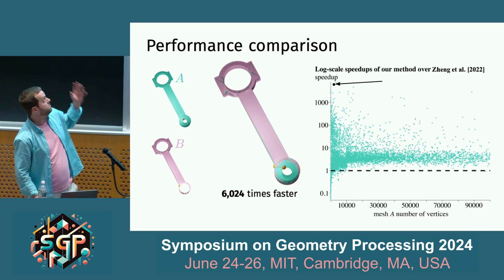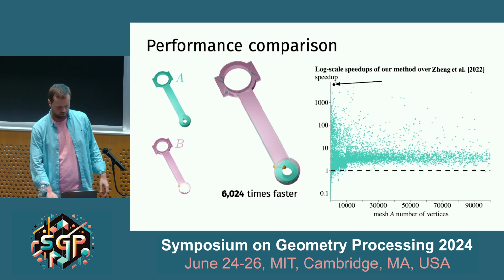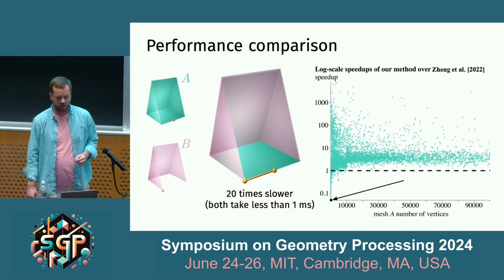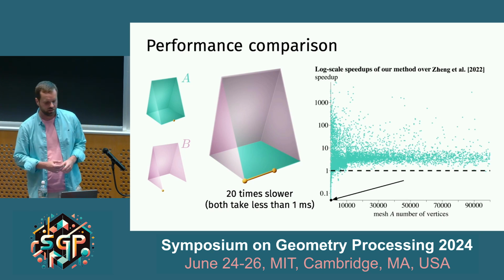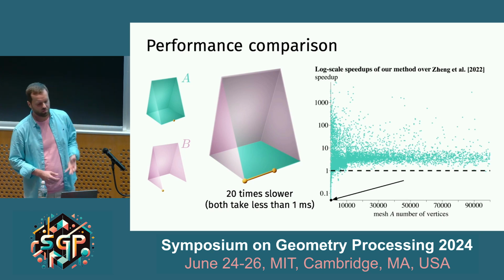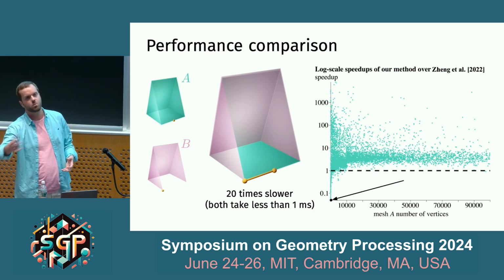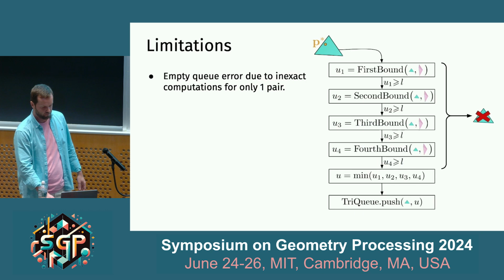In this example, our method was 6,000 times faster, and this corresponds to the lowest point on the plot, a pair for which our method is 20 times slower than the method of Zhang and colleagues. As you can see, this pair is very simple, and actually both methods took less than 1 millisecond to compute this distance for this pair.